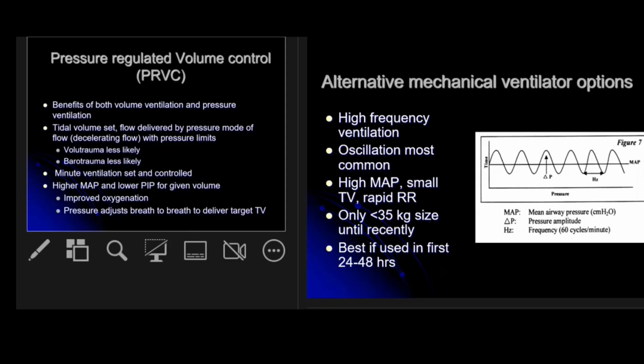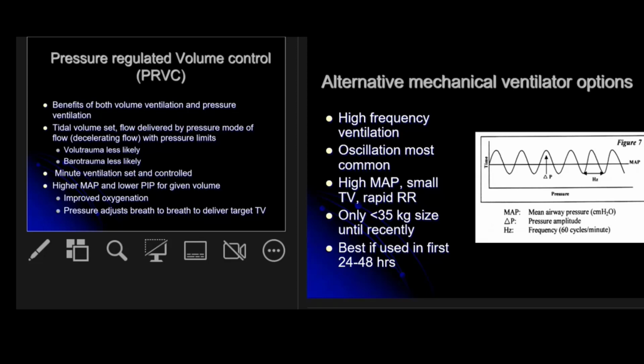The difference between PRVC and pressure control modes of ventilation is in pressure control modes of ventilation, you have to adjust your pressure control or your delta P in order to deliver the tidal volume target you want. In PRVC, you can set the tidal volume the way you want it, and the ventilator will automatically adjust the pressure.